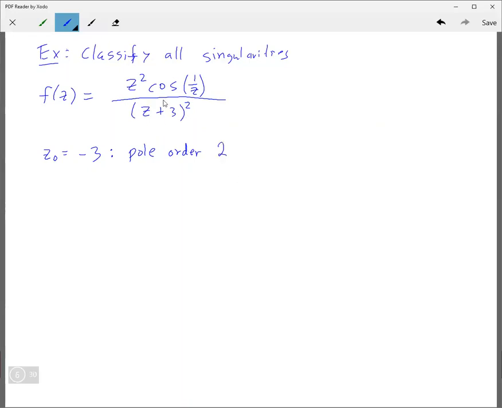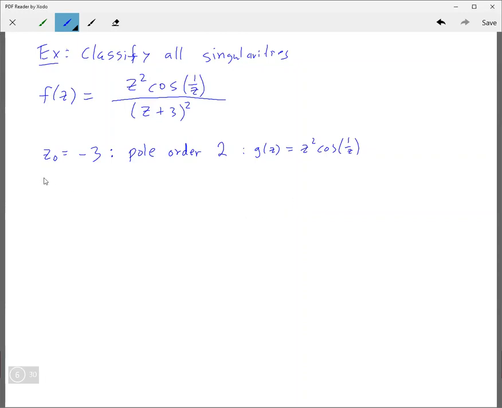So if it's like that, then there's no other thing up here that messes with the -3, you can just put a -3 in there and you're good. So in this case, the corresponding g of z that shows that it's a pole would be z squared times cosine of 1 over z. Okay? So that's the first one.